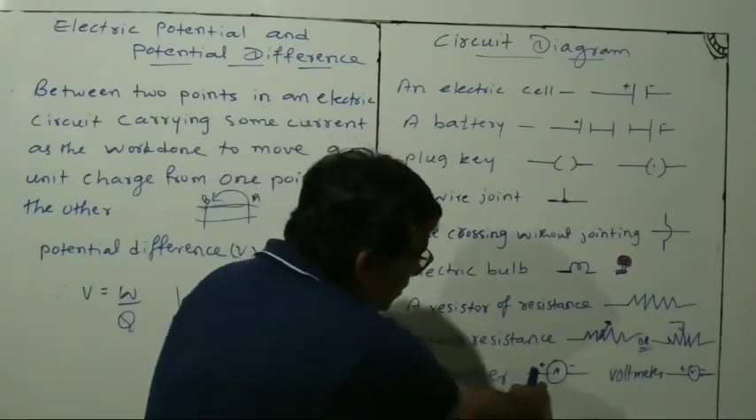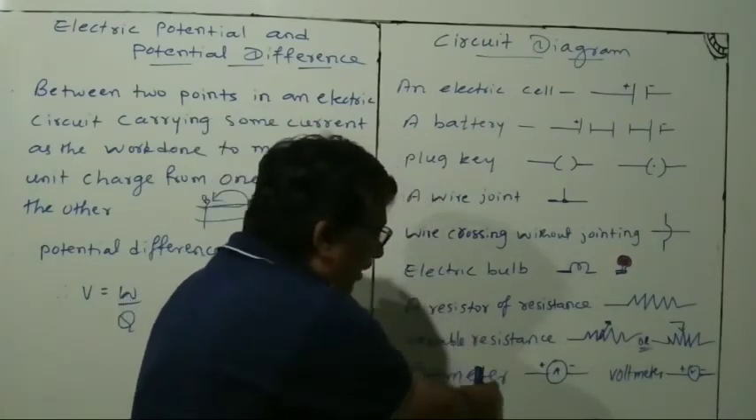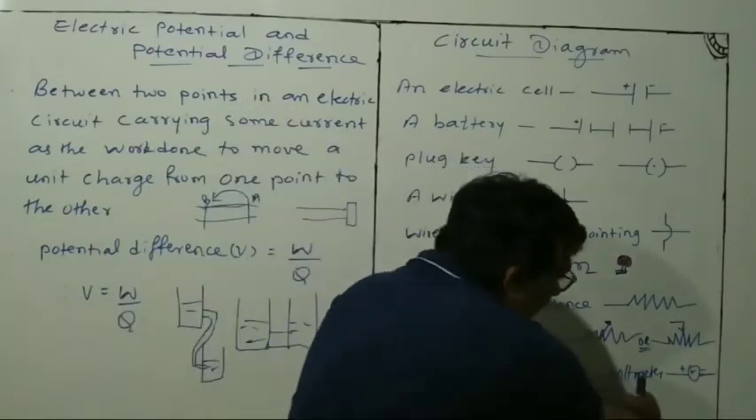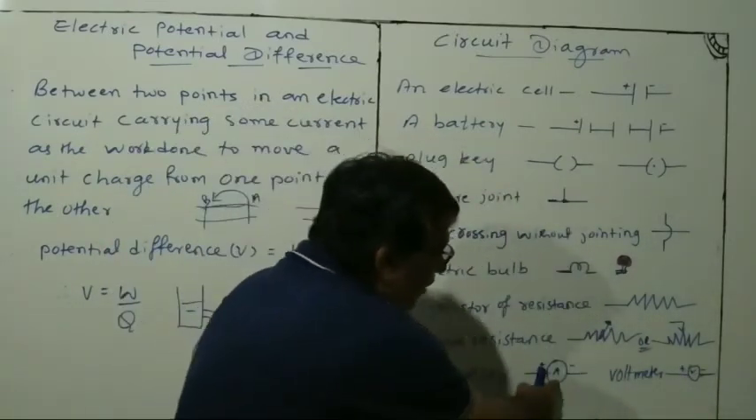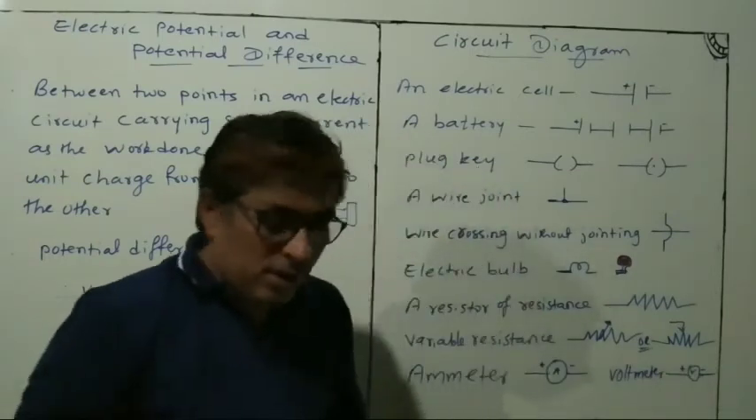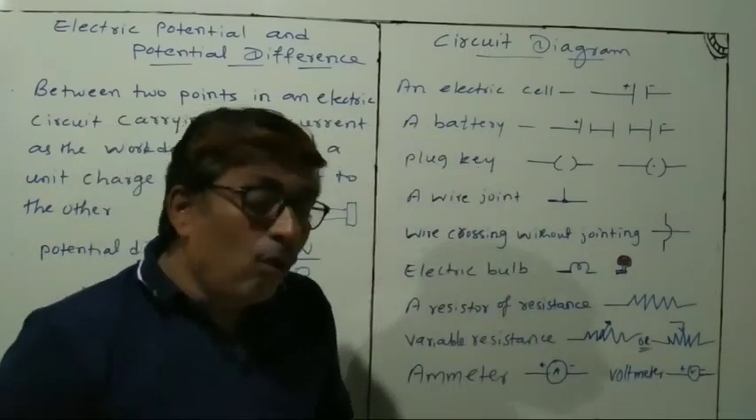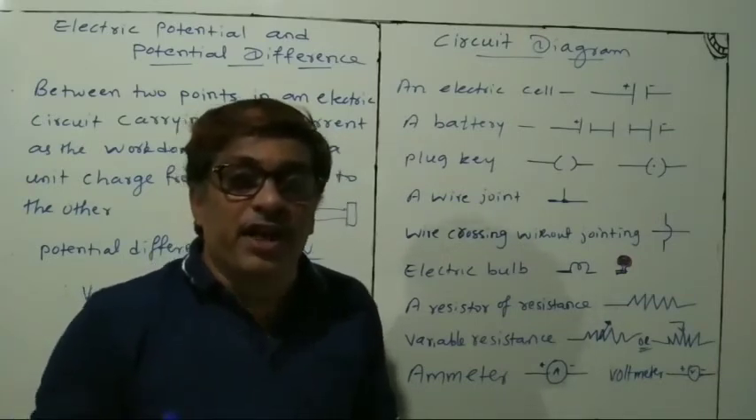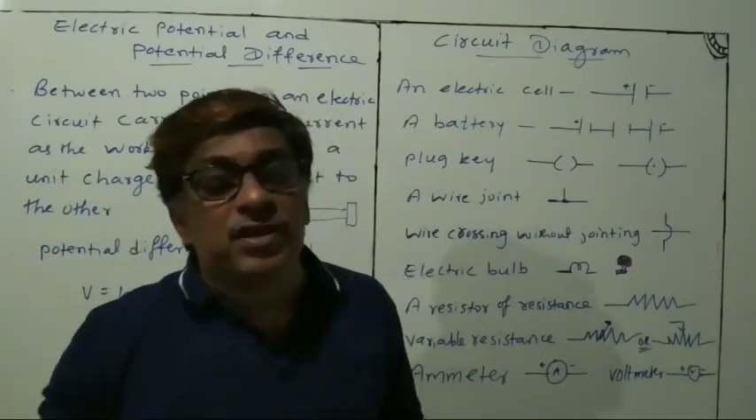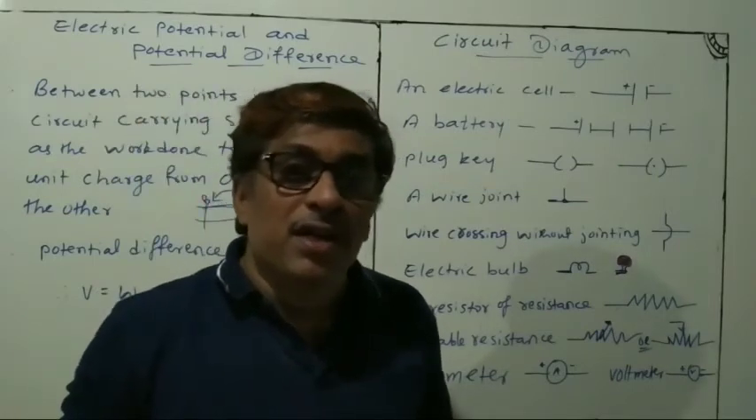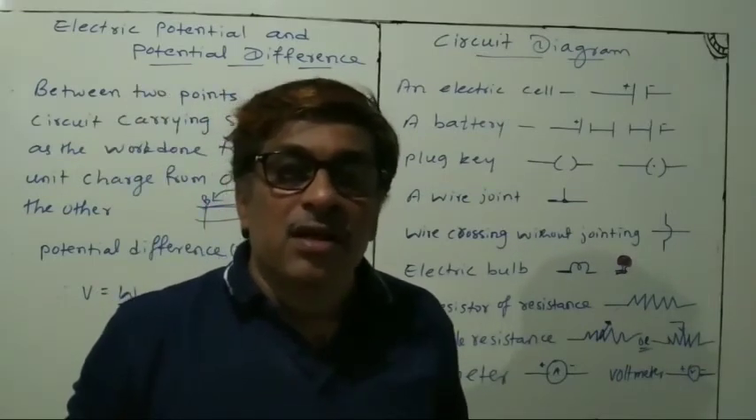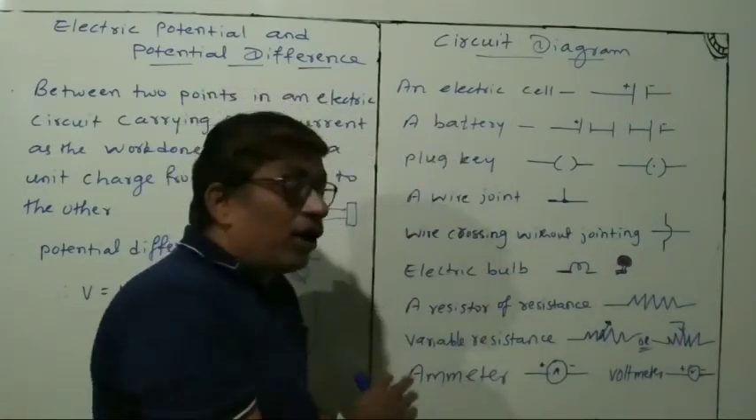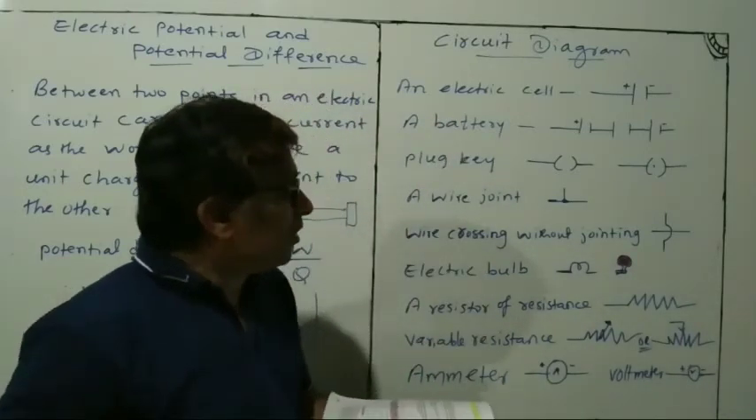Then an ammeter, A-M-M-E-T-E-R, and a voltmeter, with A and V written inside respectively. These are the symbols of some commonly used components in circuit diagrams. Dear students, in examinations, objective tests may ask about these, so this is very important and you have to remember it.